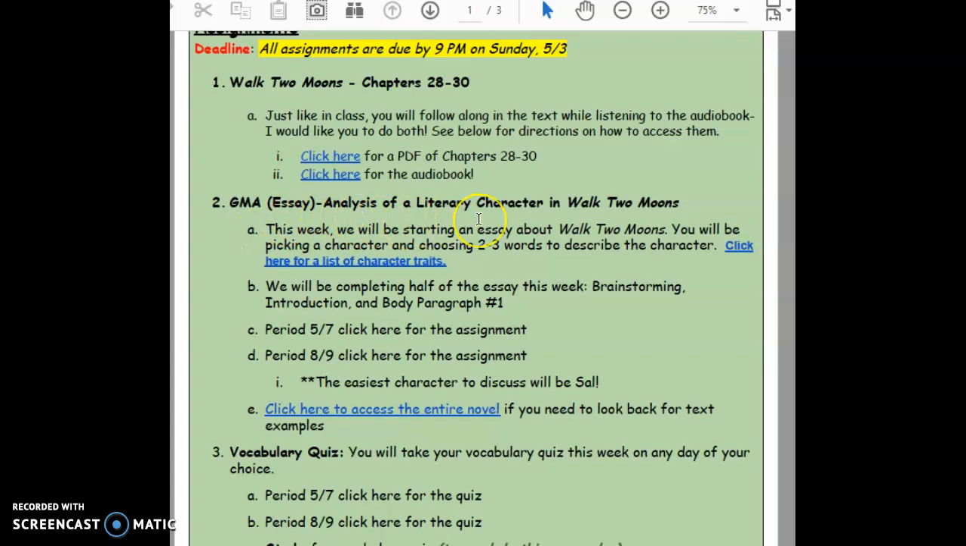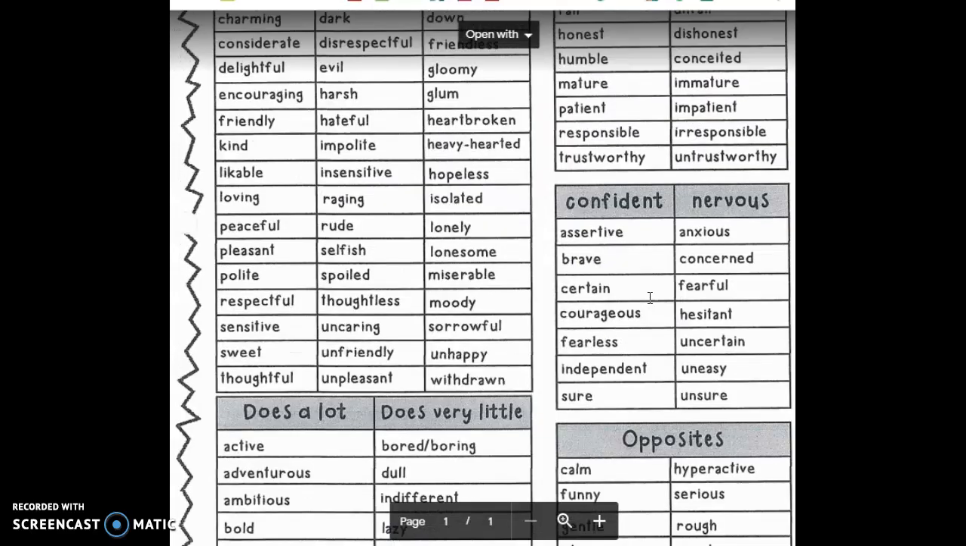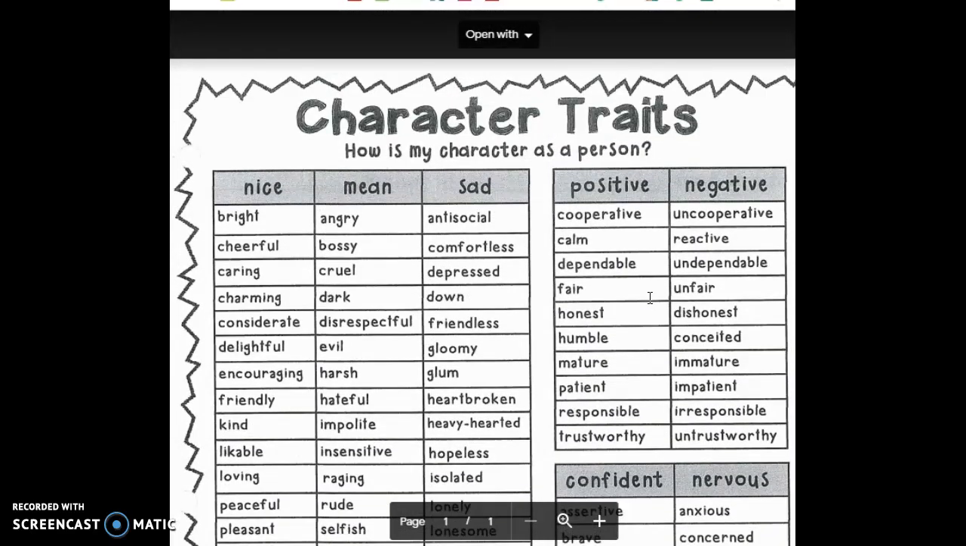Once you think about who you want to write your paper about, you want to think about how you're going to describe that character. So if you click on this link, it's going to take you to a character trait sheet. Now, a character trait just tells us what our character is like, what his or her personality is like. Does he have good character traits, positive ones, negative ones? And it tells us about their personality.